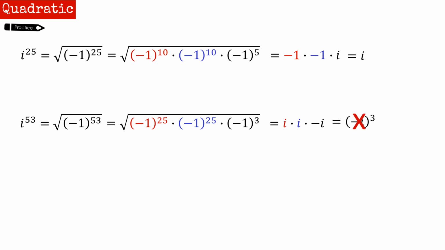So let's look back here. i times i is i squared. So I rewrote it as i squared times negative i. Well, i squared is negative 1. That means that negative 1 times negative i is i. So guess what? That means that i to the 53rd is i.